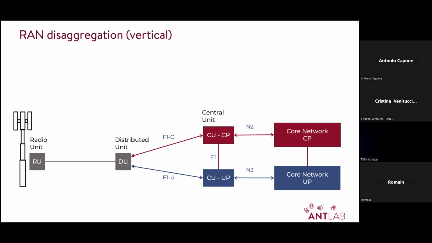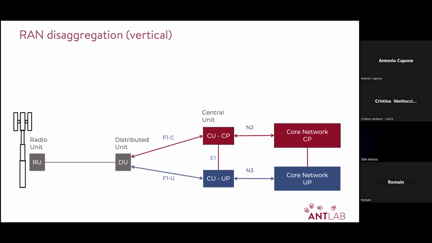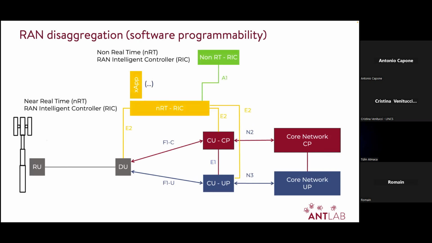It's not only, however, disaggregation. The point is that you disaggregate for a reason, which is controlling the network. And controlling the network means that, again, according to the typical software-defined approach, you introduce a RAN intelligent controller, well, maybe even more than one. Typically, you introduce this near-real-time RAN intelligent controller, RIC, for controlling, in particular, the distributed unit and the central unit.